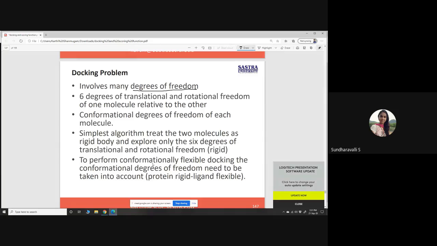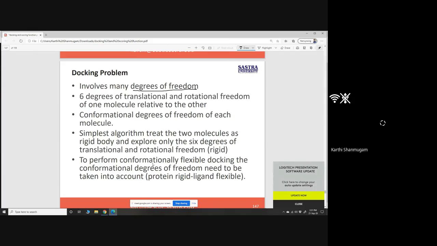In how many possible ways can a molecule take a conformation? Okay, so both are somewhere right. That is what is meant by degrees of freedom. So when we think about molecular docking, there are mainly 6 degrees of freedom. Among the 6 DOF, 3 degrees of freedom correspond to translation and 3 degrees of freedom correspond to rotational freedom.